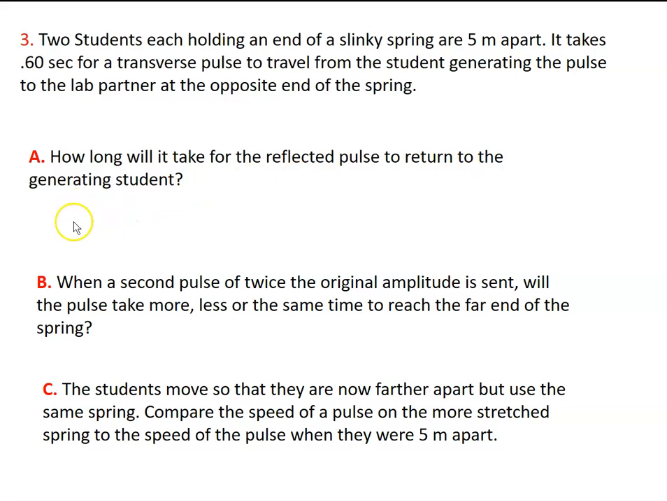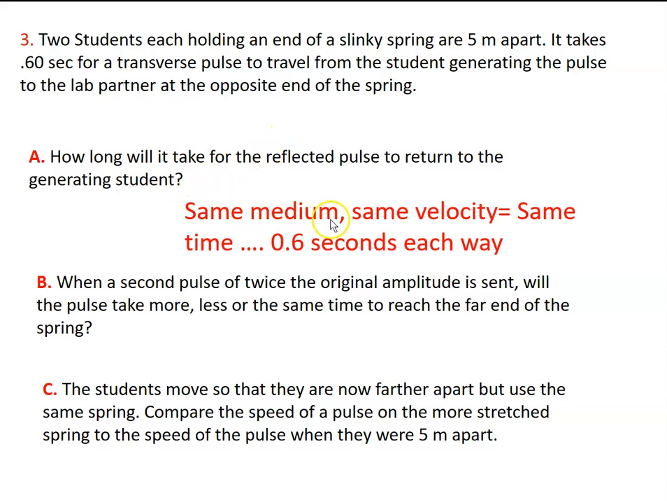So you see we have a student over here and a student over here. A wave is sent. It takes 0.6 seconds to get to this student. How many seconds will it take to travel back to the student that generated it? Well, this is where you have to remember that the only thing that influences the speed of a wave is the medium. The medium hasn't changed. It's the same medium, so it's the same velocity. That means it will take the same amount of time. So 0.6 seconds each way.